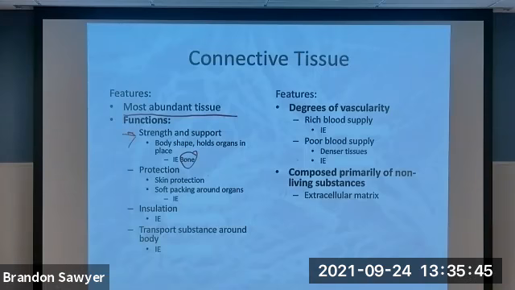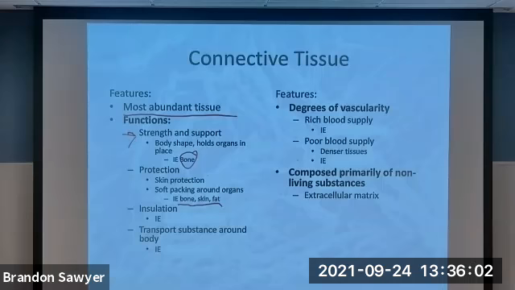Okay, it's very important for providing protection in many ways. It lies underneath the epithelial layer of our skin, provides us protection there, soft packing around our organs. So bone, skin, fat, all of these types of connective tissue are helpful for protecting us.